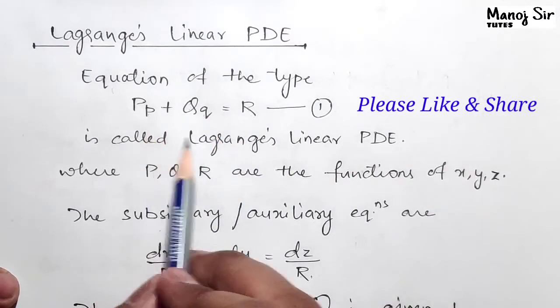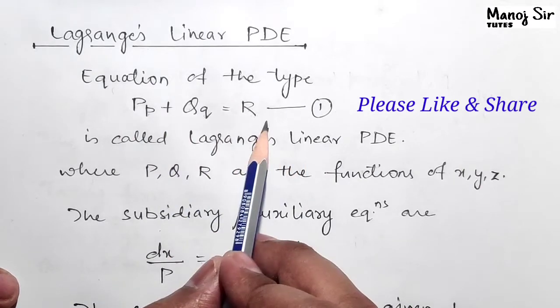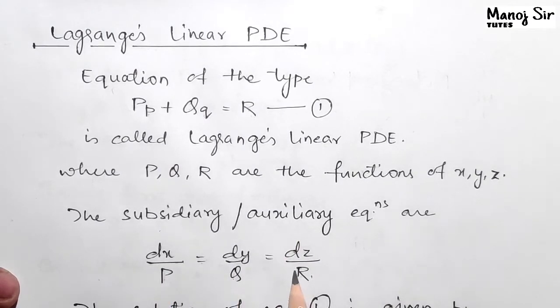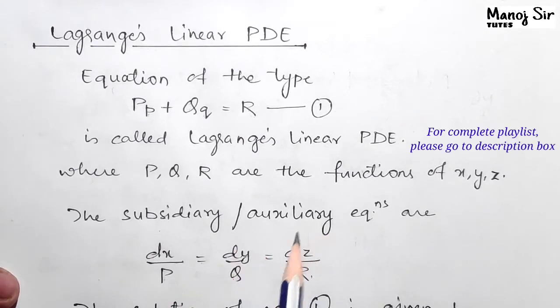Since we have this Lagrange's linear partial differential equation, we can write the subsidiary equations, or you can say auxiliary equations, that is dx upon P equals dy upon capital Q equals dz upon capital R. And on solving this, we will find the value of u and v. Okay, we need to find the value of u as well as v.